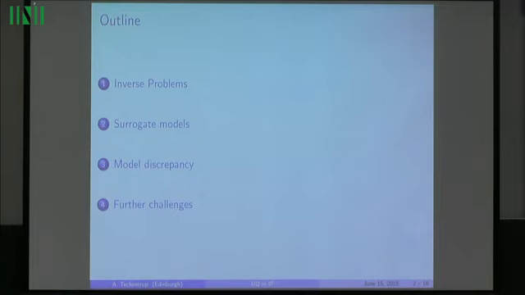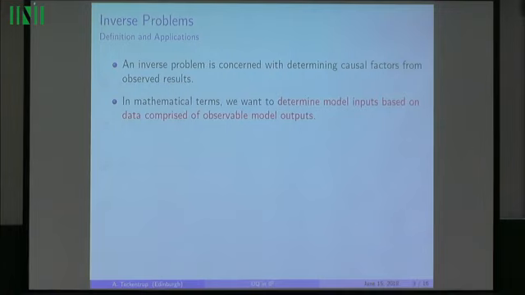An inverse problem is really just a problem that is concerned with determining causal factors from observed results. Okay? So we put it in a mathematical formulation. We assume that we have a mathematical model of some process that we're interested in, and what we want to do is determine the model inputs based on data that we have of observable model outputs.